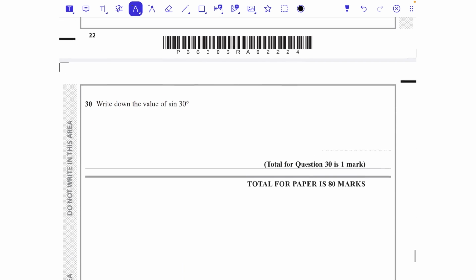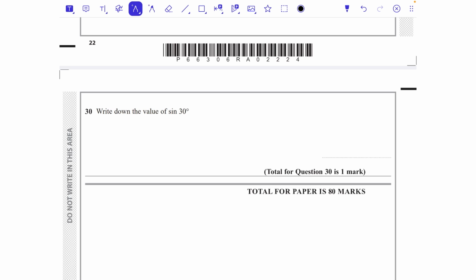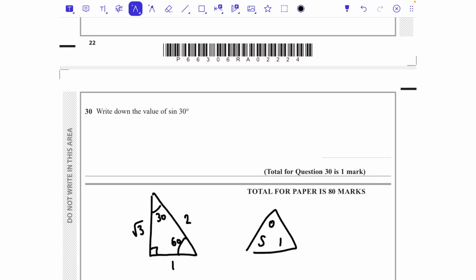Question number 30, and the last one on the paper, write down the value of sine 30. Now, I remember triangles for this. So I remember this triangle here. This is 60 degrees, this is 30 degrees, this is 90, and then we go 1, 2, root 3. And if you want to know sine 30, well, we know that sine 30 uses the SO of SOH CAH TOA. And if we want to know what sine 30 is, we are going to do the opposite divided by the hypotenuse. Imagine you're stood here, your opposite is 1, your hypotenuse is 2, it is 1 over 2.